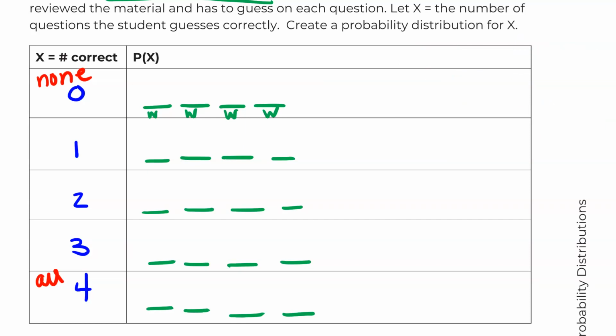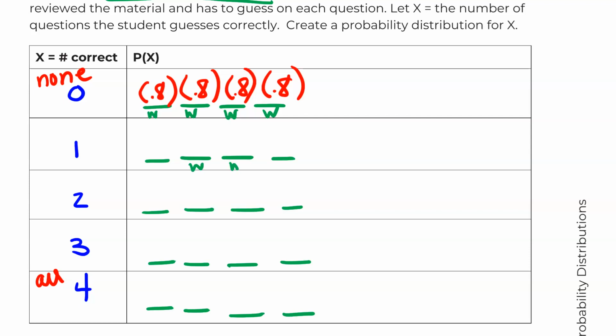So the probability that the person gets the first one wrong is 0.8. Second one is still 0.8. Third one is still 0.8. And the last one is also 0.8. I'm not going to calculate this now because I'm just trying to show us what the whole point of that entire exercise was.